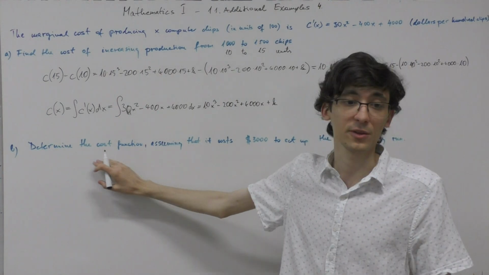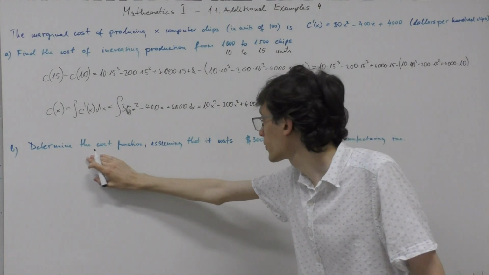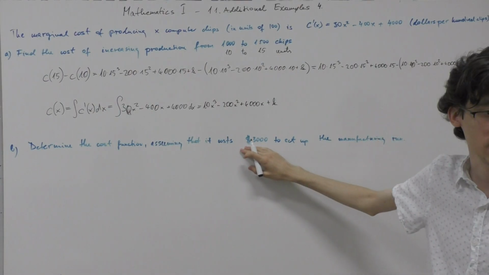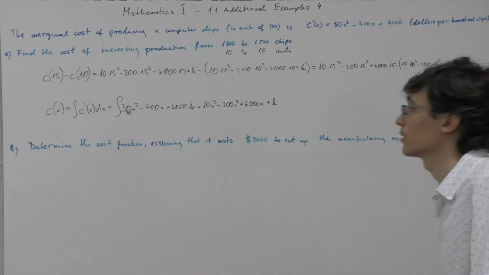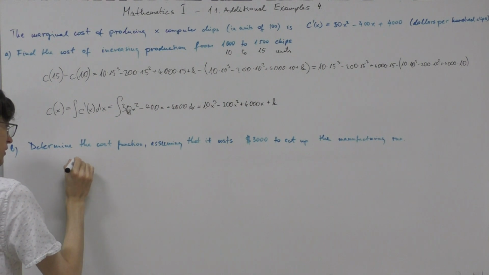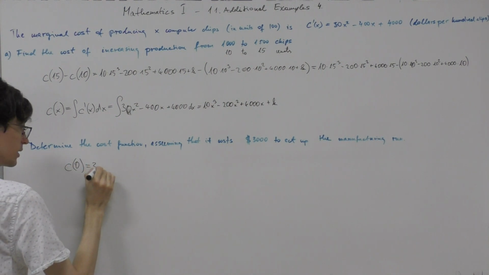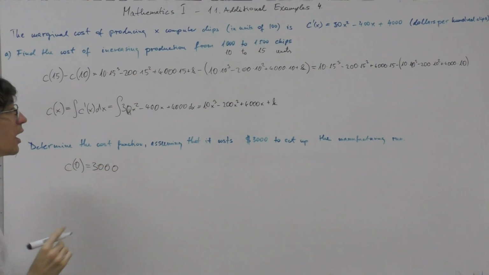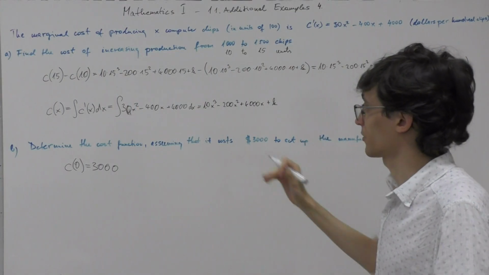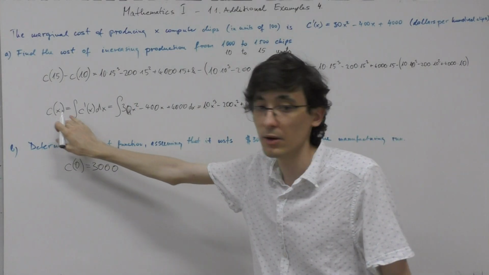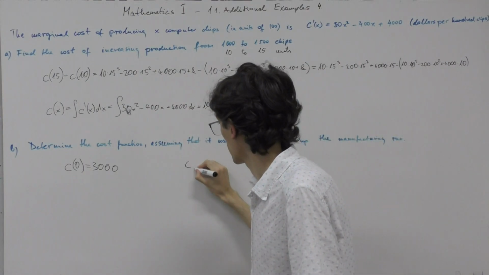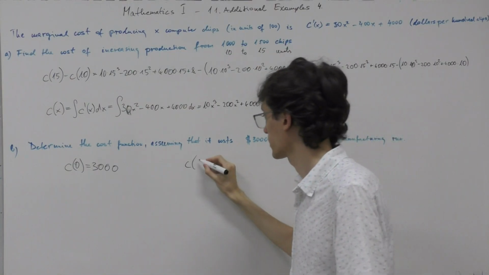In part B, we must find the specific cost function, which gives us that the cost at zero production is 3000. So, to translate it into mathematics, this means that C of 0 must be 3000. So, let's find out which cost function it will be. Of course, we already know all possible cost functions. So, let's just see what their value at 0 is.